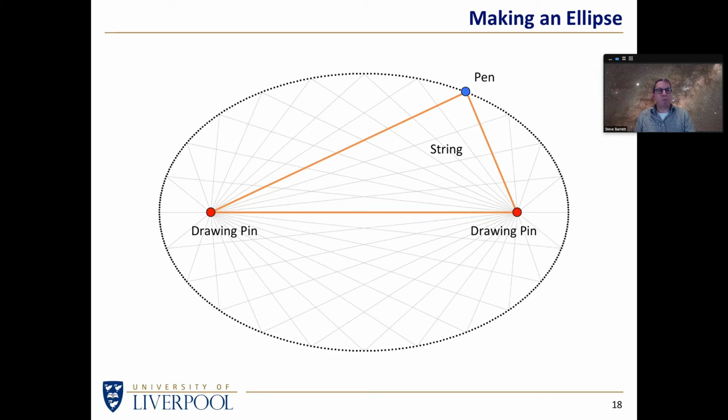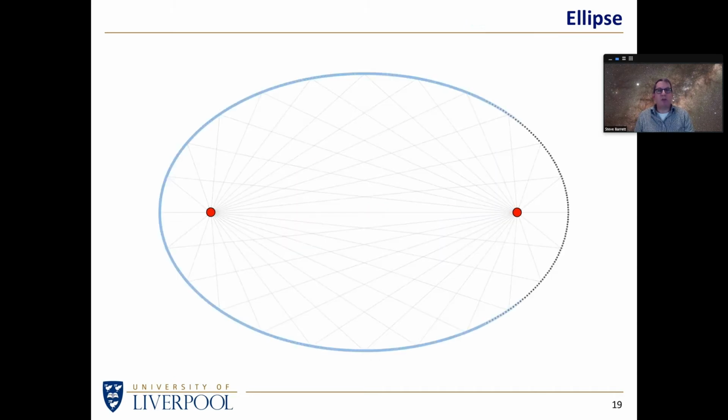So there we go. So we're talking about a piece of string here, not a piece of elastic, a piece of string of a given length. And the distance between the 2 drawing pins hasn't changed, which means that the distance from the drawing pin to the pen and then from the pen to the other drawing pin must always be the same. For any dot on the surface of that ellipse, the distance from the pin to the pen to the other pin must always be the same.